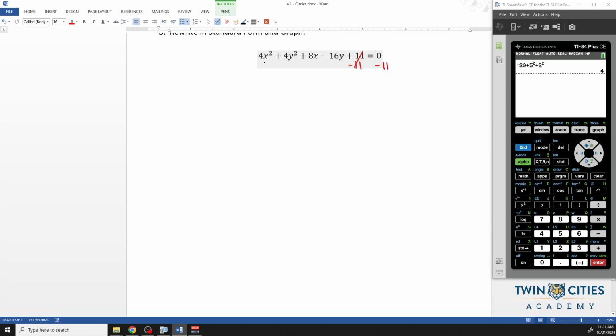So for the x parts, I'll have 4x squared plus 8x. And then also, same thing as last time, leave a little blank here. Plus the y parts, 4y squared minus 16y, plus a little blank part here. So the x parts are now grouped up, the y parts are grouped up. This is going to be equal to negative 11, and then plus a blank spot for the x, and one for the y.